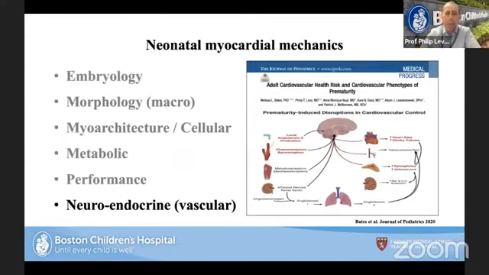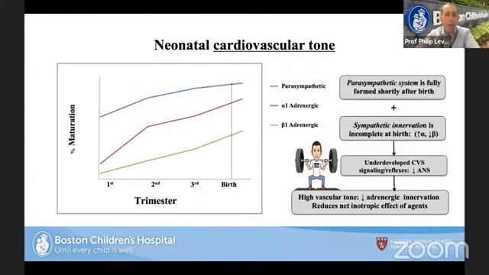The final piece of the puzzle before I spend time on real-world clinical examples is the vascular system. It's the often forgotten piece of the puzzle. So what do I mean by that? It's very interesting. The parasympathetic system is fully formed after birth. The sympathetic innervation is incomplete and is even more incomplete in the preterm population.